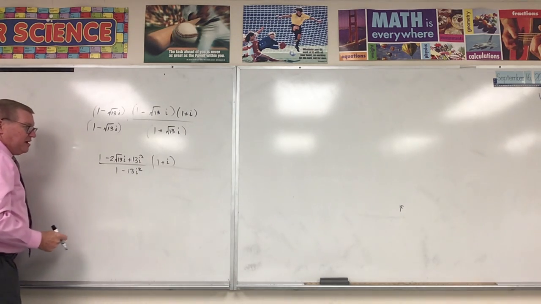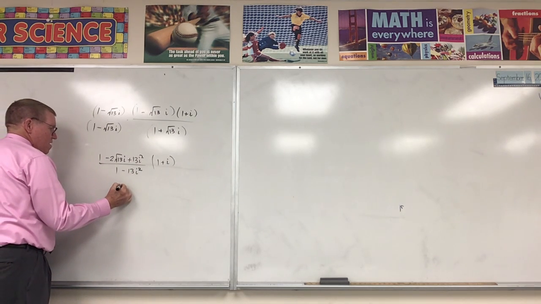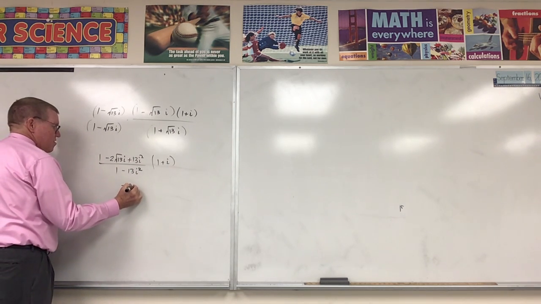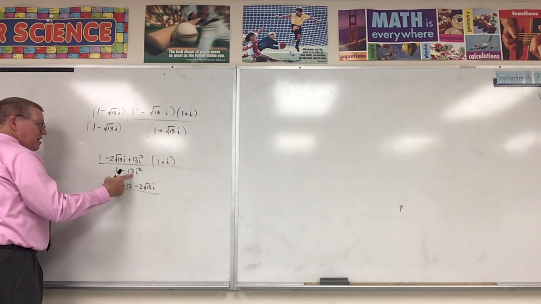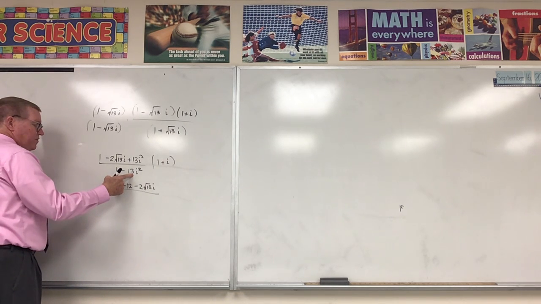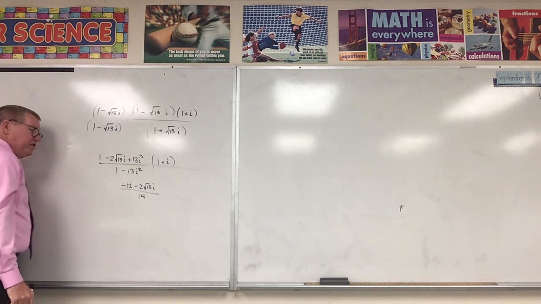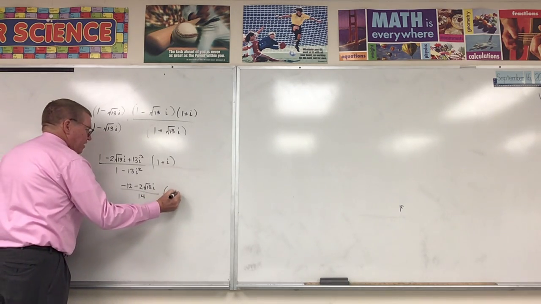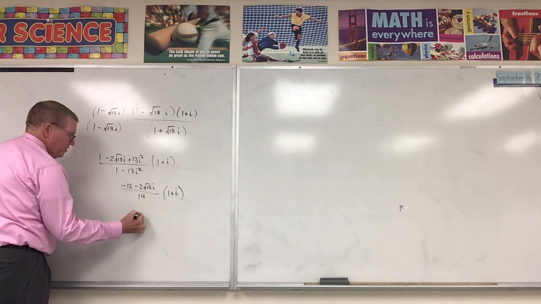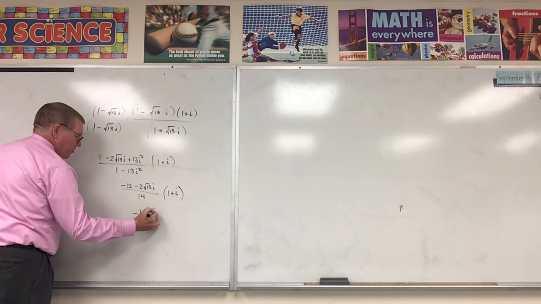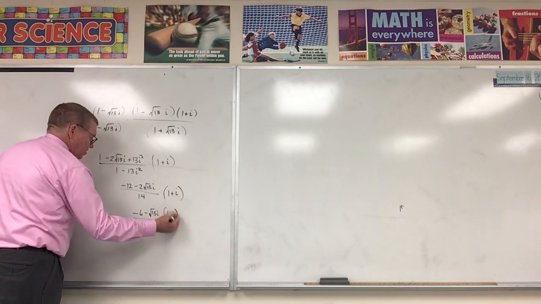13i squared is the same thing as negative 13. Negative 13 plus 1 is negative 12. And 13i squared is positive 13, so the denominator would be 14 times 1 plus i. Simplify, we can cancel out a 2, that's negative 6 minus square root of 13i over 7 times 1 plus i.